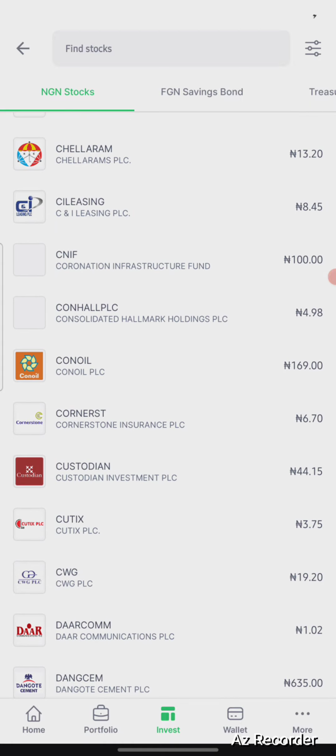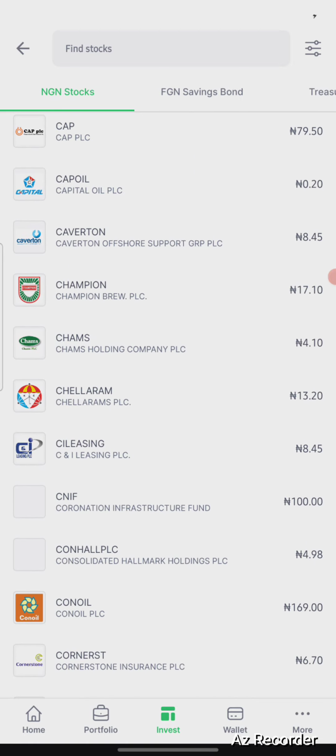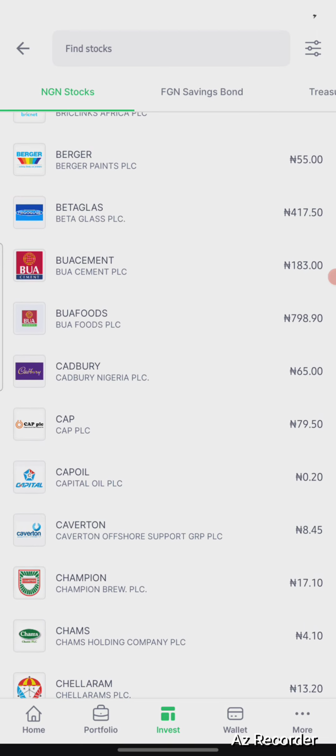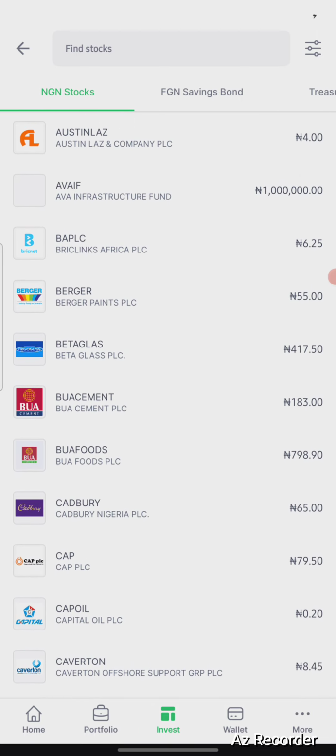You don't need to rush. You don't need to panic and buy. Maybe due to fear of missing out, you rush and buy stocks you are not expected to buy, stocks you don't need in your portfolio. So a smart investor focuses on portfolio diversification.